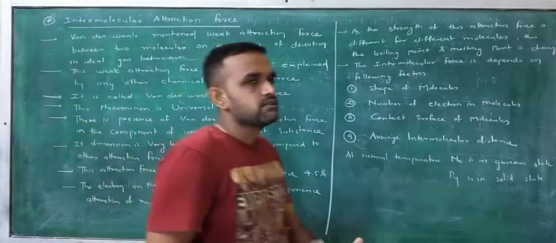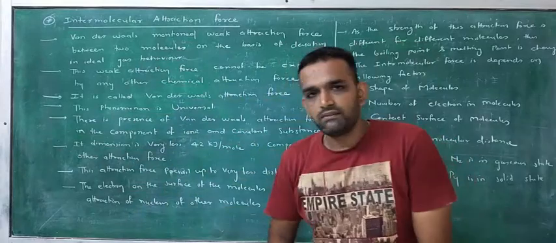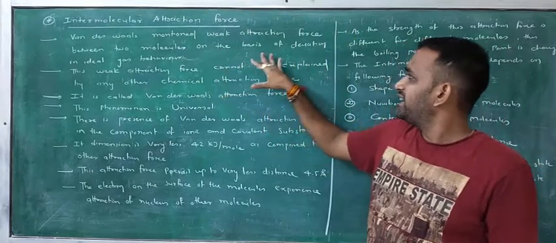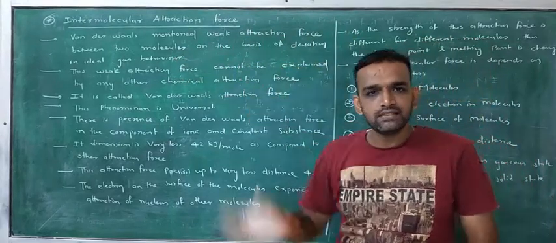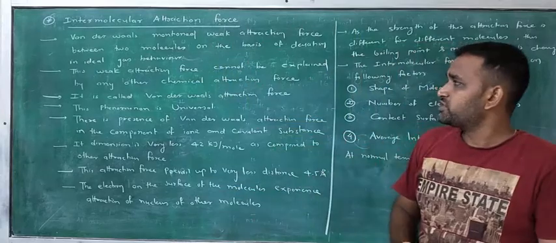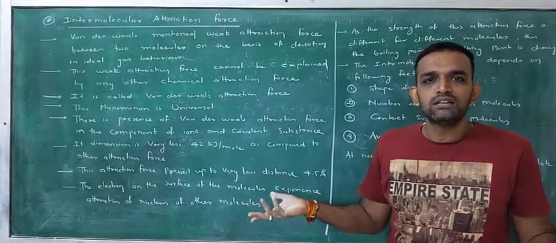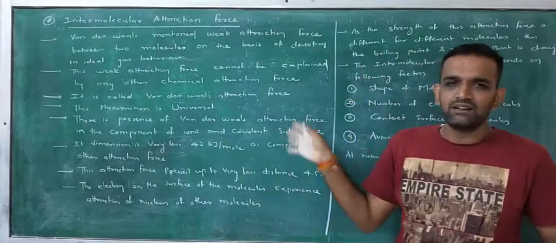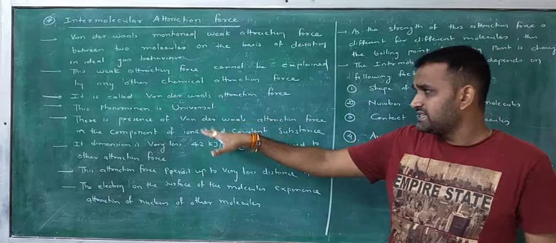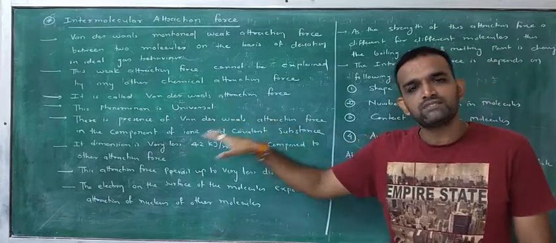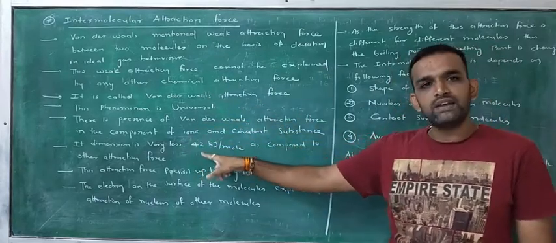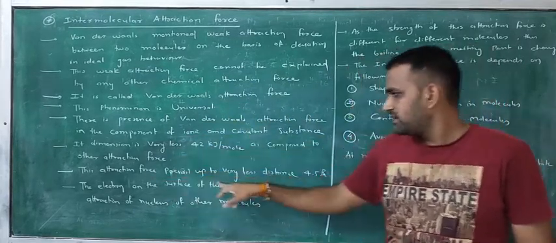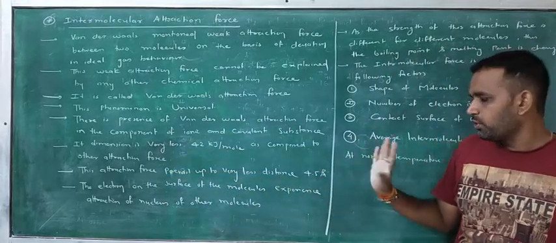Once again, let us discuss. First of all, we had discussed the van der Waals attraction. Van der Waals mentioned the weak attraction force between two molecules, on the basis of the deviation in ideal gas behavior, right? This weak attraction force cannot be explained by any other chemical reaction, so we can say it is universal. This phenomenon is known as the van der Waals attraction force. It is universal, present in ionic as well as covalent substances. Its magnitude is very small, about 4.2 kilojoule as compared to the others, and it prevails up to a very short distance, that is 4.5 angstrom.